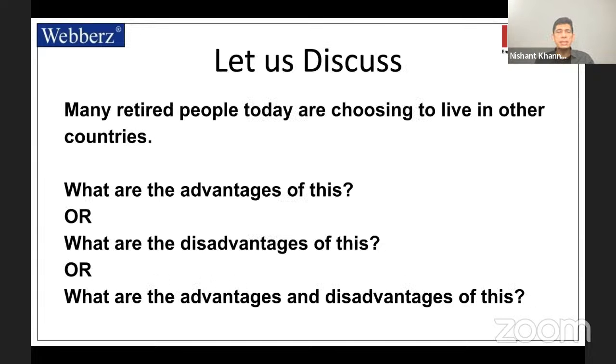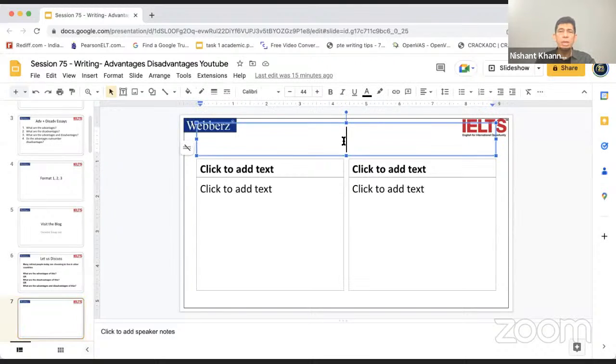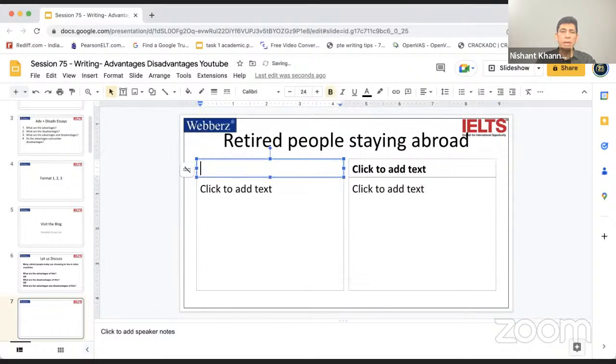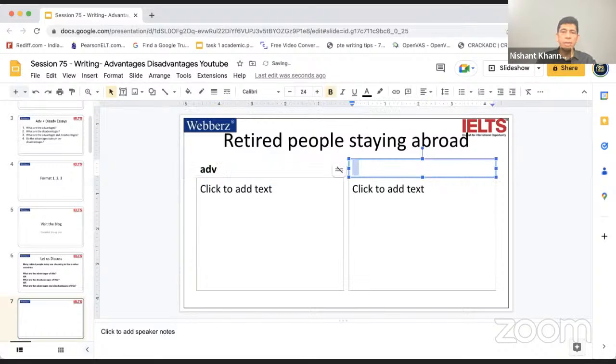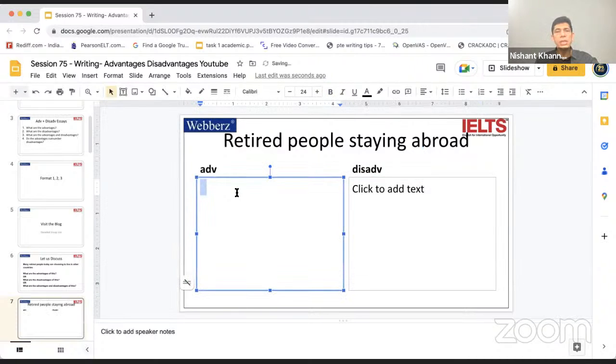So we are going to discuss this essay now. What are the advantages and disadvantages of retired people choosing to live in other countries? Okay, so now let me minimize this screen. Let us not say old. Retired people staying abroad. We have advantages and we have disadvantages. So I want 2 advantages and 2 disadvantages of this.